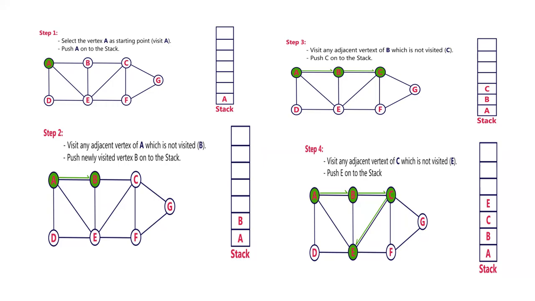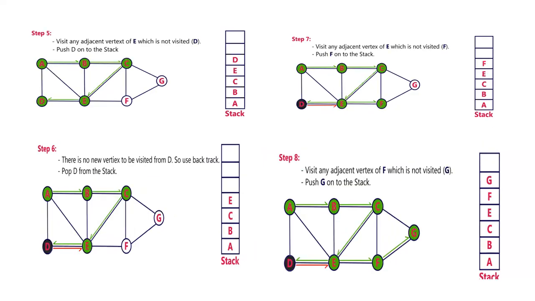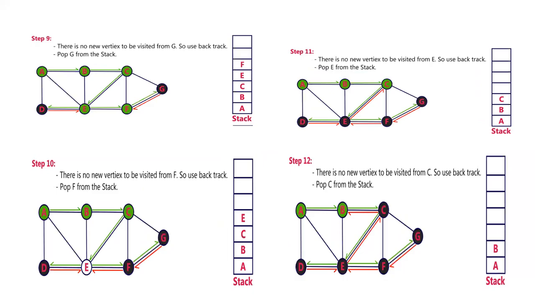Now for C, the adjacent vertices are E and F. So we are going to select E as the adjacent vertex and visit E and push it onto the stack. Now E is at the top of the stack. For this, the adjacent vertices are D and F. So now we are going to select F as an adjacent vertex and visit that vertex and push it onto the stack.